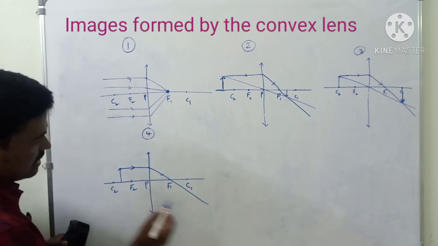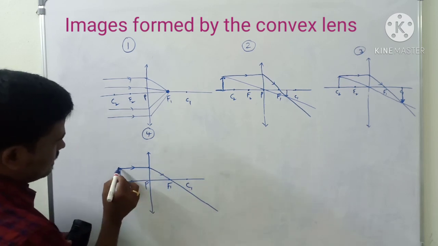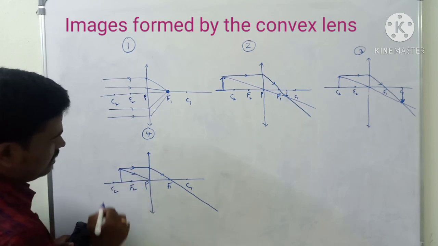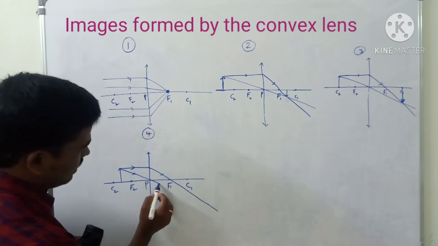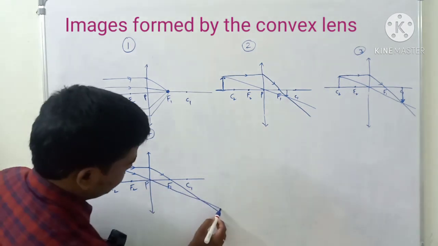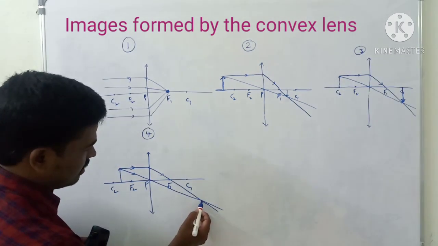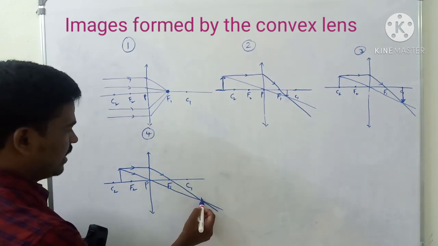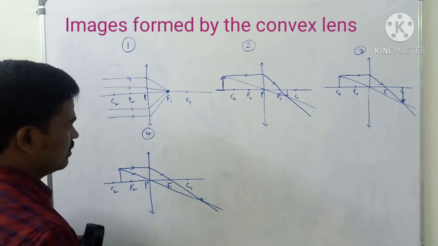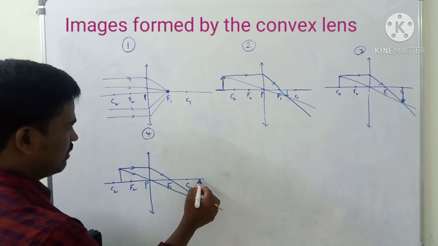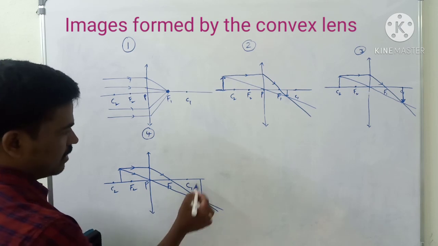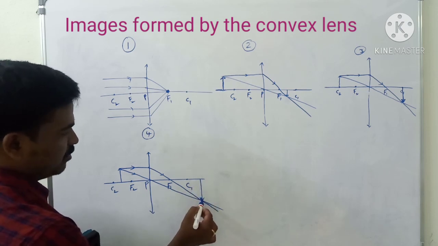And what is the next line? The next ray is the ray going to the optic center. Let me draw like this. The lines intersect here, so we get the head of the image here. Then we have to draw the normal to the principal axis. This is the size of the image, and here is the position.